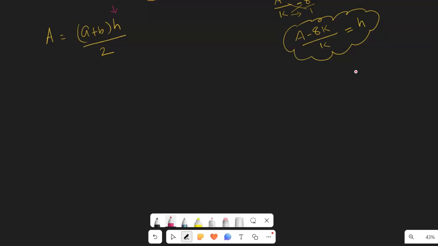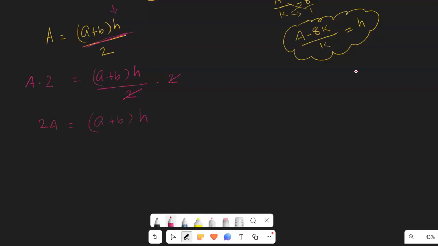Because this is a division, to eliminate a division, what you need to do? You need to multiply. That is actually the reverse operation. So the equation becomes a times 2 equal to a plus b into h divided by 2. Multiply by 2. So what will happen? Boom. So your equation is now 2a equal to a plus b into h.